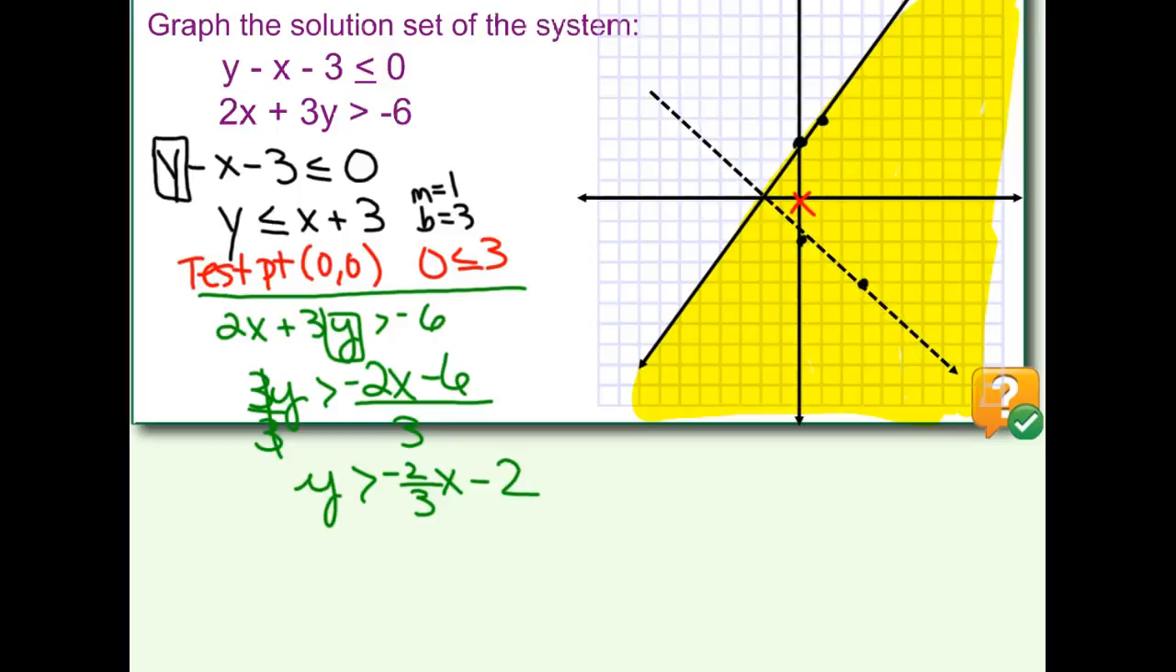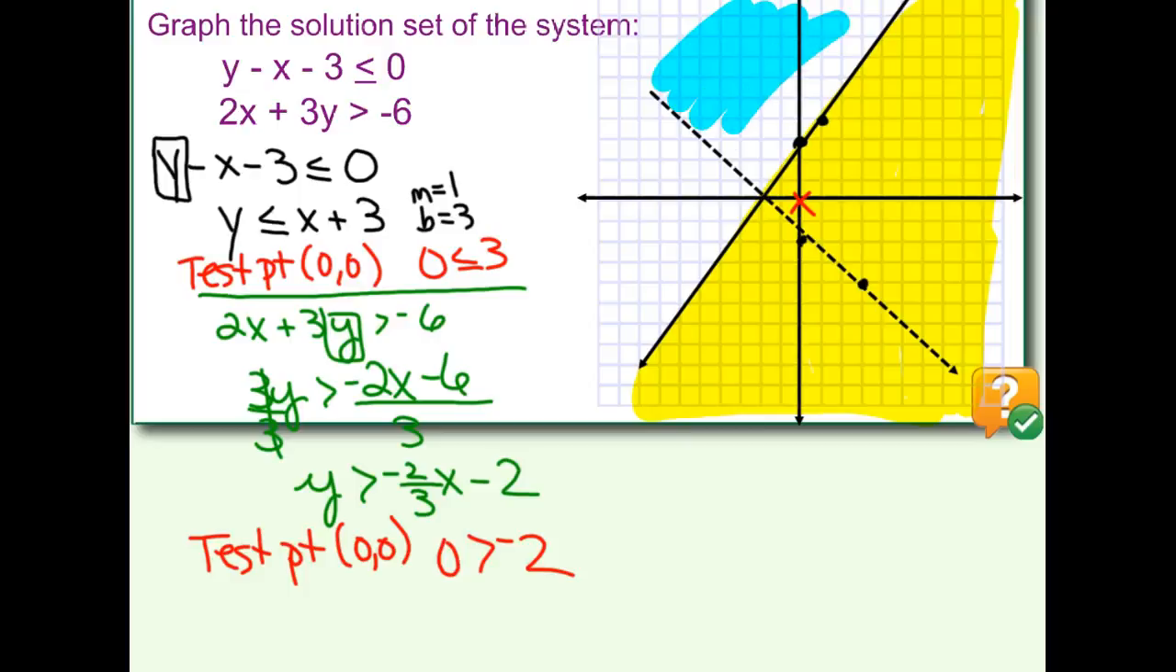Now we're going to use the same test point, X marks the spot at 0, 0. So if I plug in 0, 0, we have 0 is greater than negative 2. And that is true. That's a true statement. And so we're going to highlight and color X marks the spot. So look what happens when I shade in above. Do you see how it changes colors?